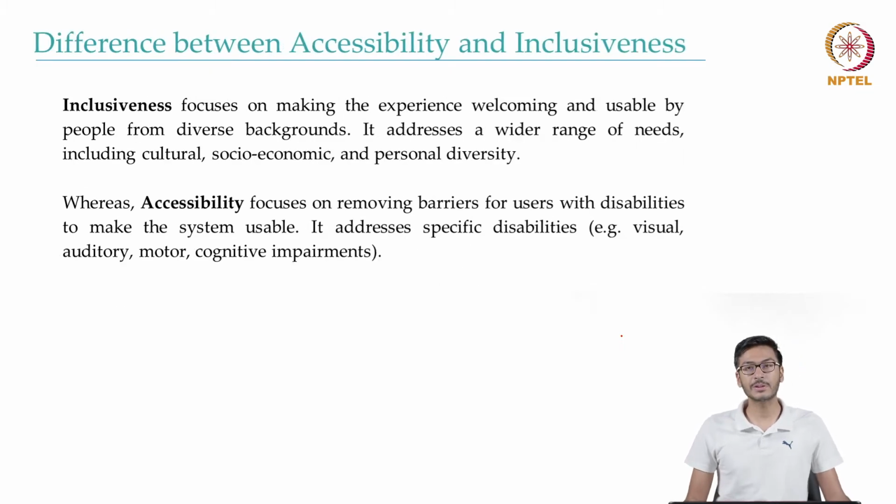Sometimes these terms may be used interchangeably, which is somewhat wrong because they actually mean a little different. Inclusiveness focuses on making the experience welcoming and usable by people from diverse backgrounds. It addresses a wider range of needs, including cultural, socioeconomic, and personal diversity, whereas accessibility focuses on removing barriers for users with disabilities to make the system usable. It addresses specific disabilities, including visual, auditory, motor, and cognitive impairments.